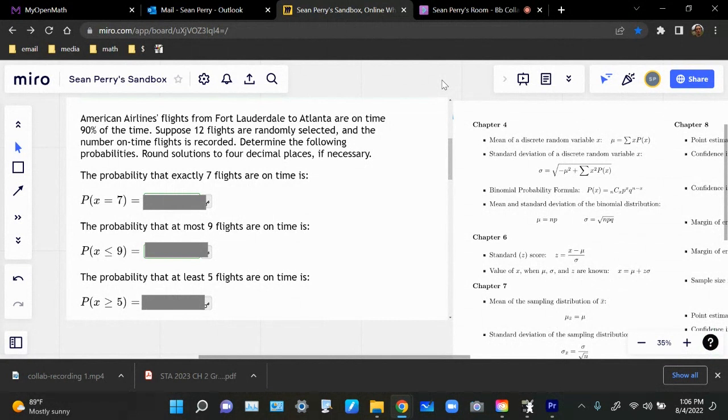It says American Airlines flights from Fort Lauderdale to Atlanta are on time 90% of the time. Suppose 12 flights are randomly selected and the number of on-time flights is recorded. Determine the following probabilities. Round solutions to 4 decimal places if necessary.